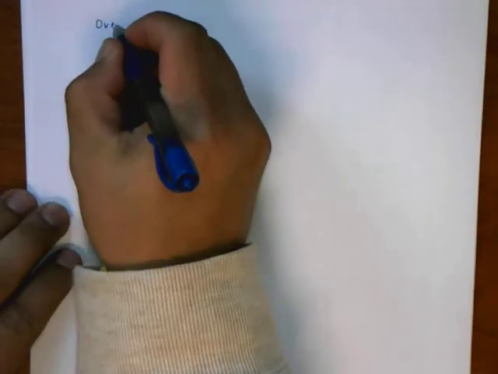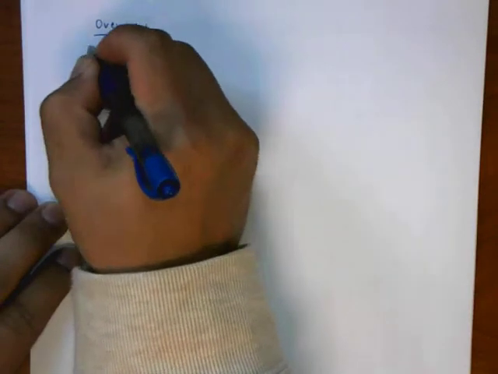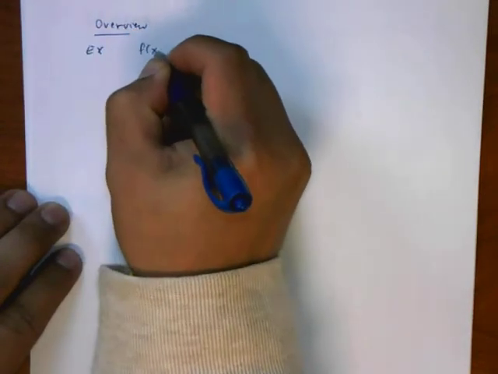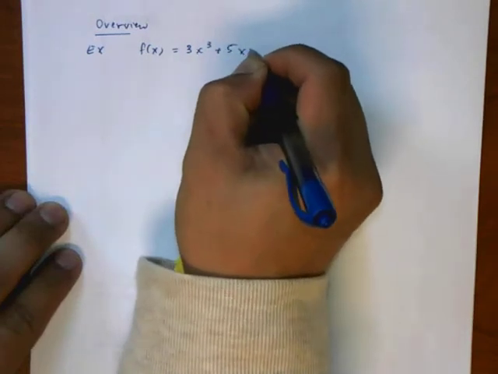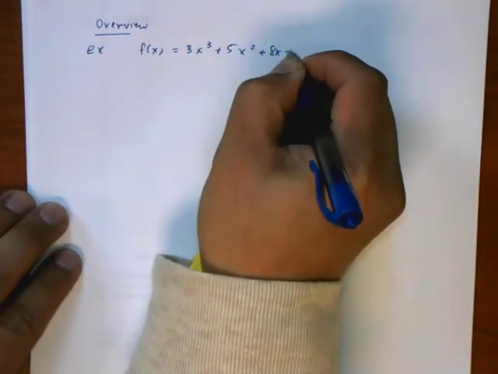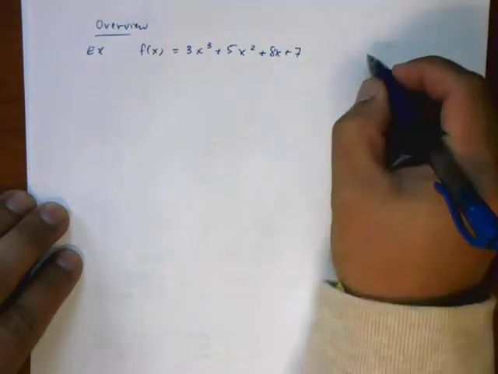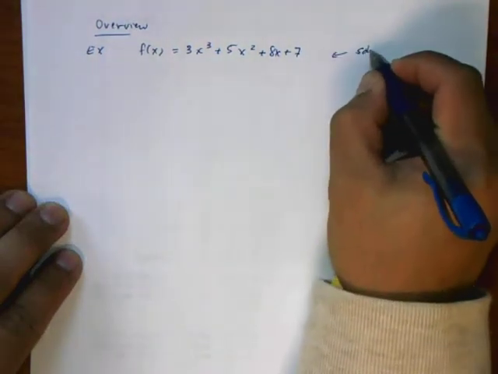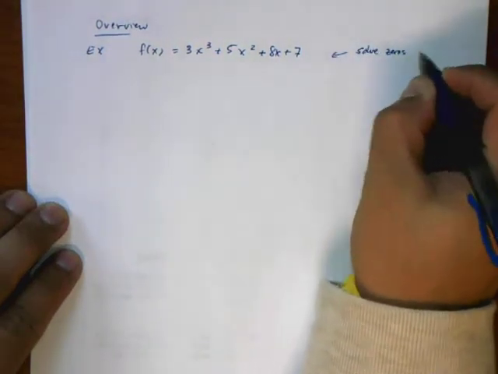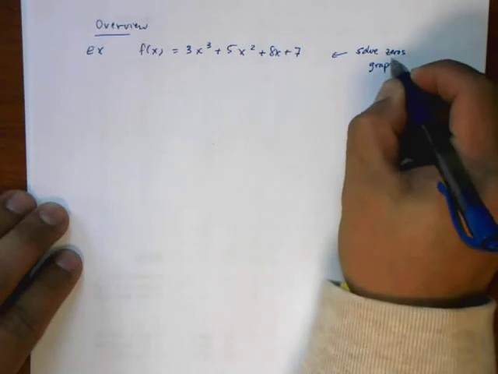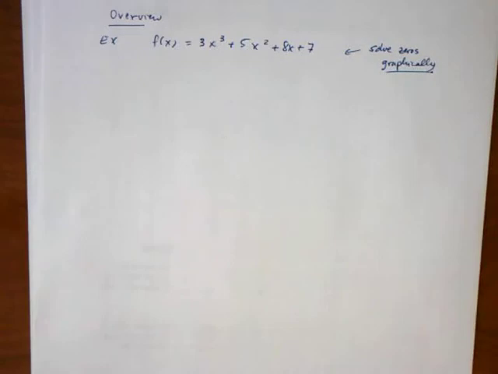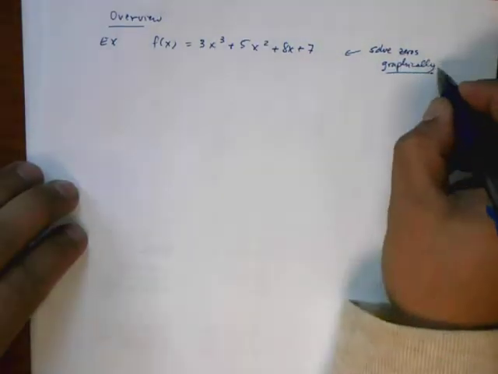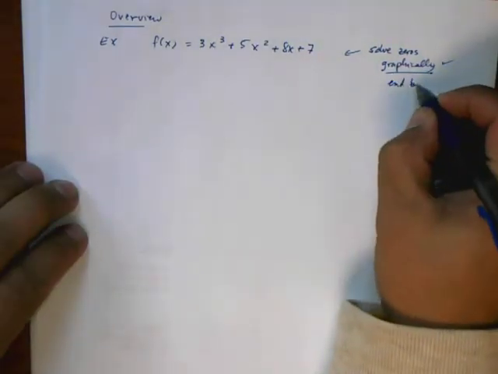And this is somewhat of an overview here. So if we have an example like this, f of x equals 3x to the third plus 5x squared plus 8x plus 7, we can solve for the zeros graphically. We can think about these things in terms of end behavior. We can find it, so we can do this graphically. We can find end behavior.